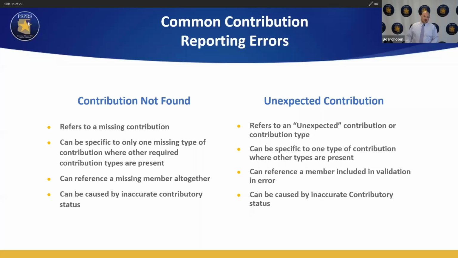Next are unexpected contributions. And it kind of goes hand in hand with the contribution not found. We may be receiving a contribution from you that we're not expecting. And it may not be that we don't want the contribution, we just want a different type of contribution. And so, like I said, it goes hand in hand with the contribution not found. We may need to make changes to member statuses. We may need to make changes to member status effective dates. But these are the types of error messages that need a fix before you can proceed.